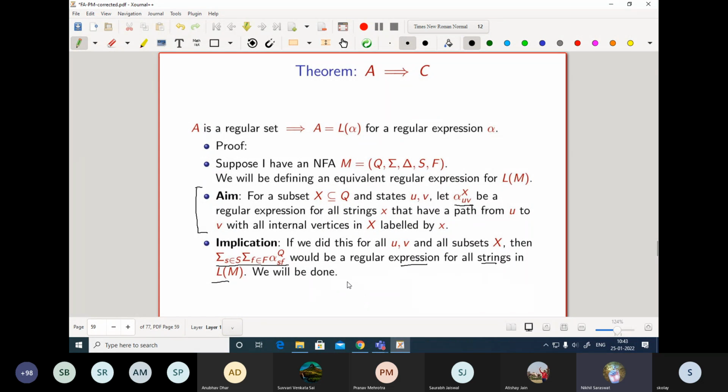Okay, so is the aim clear? Why we are trying to prove this, and that would be enough to prove this particular statement.